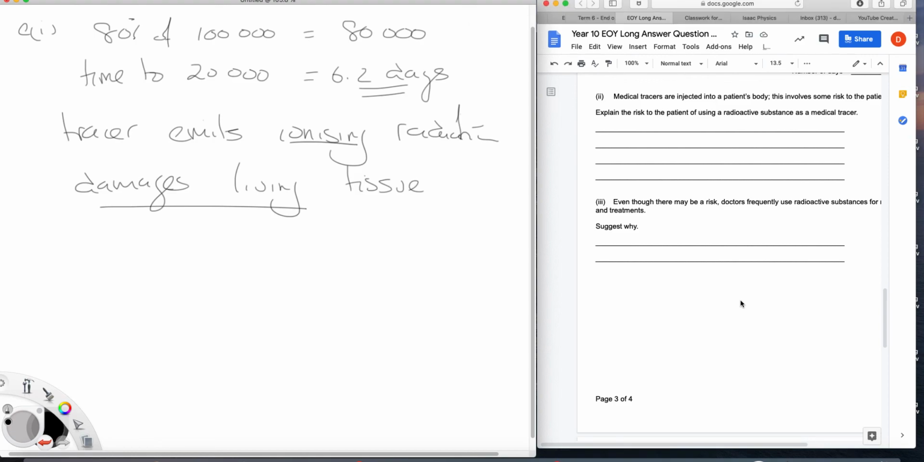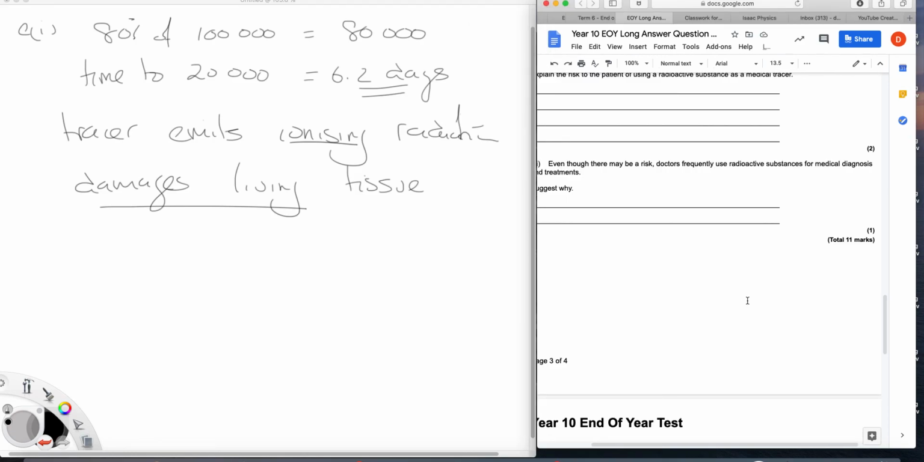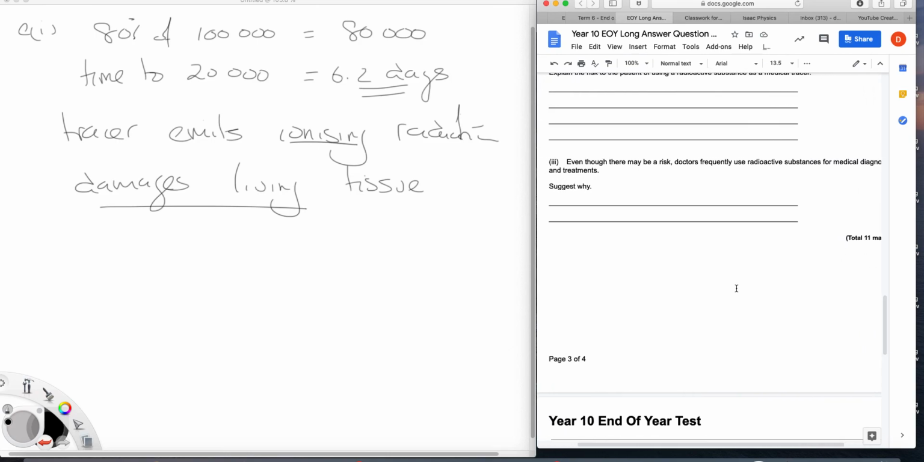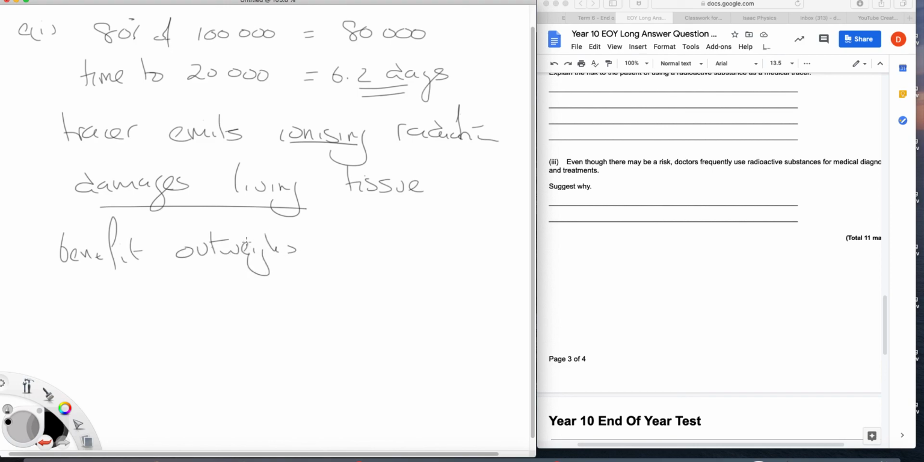Even though there may be a risk, doctors frequently use radioactive substances for medical diagnosis and treatments. Why? Well, because the benefit outweighs the risk.